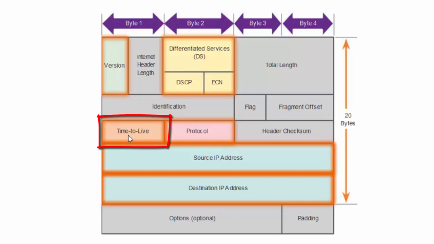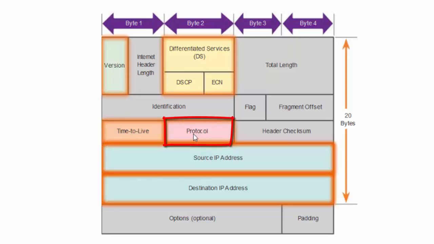This time to live field is 8 bits, which means that the maximum value is 255, and what happens is that at each router this value gets decremented by 1, in which case the maximum number of routers that this packet can flow through is 255 routers.